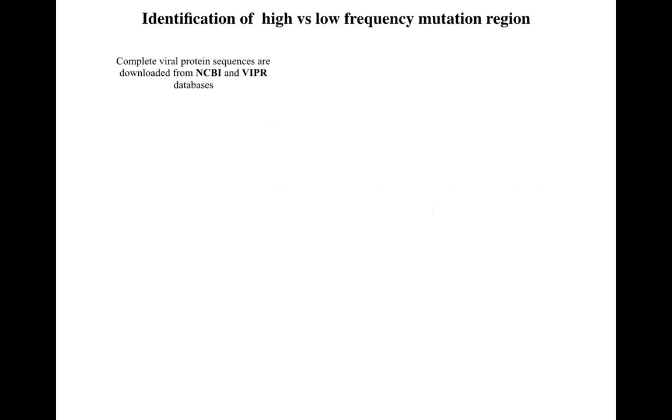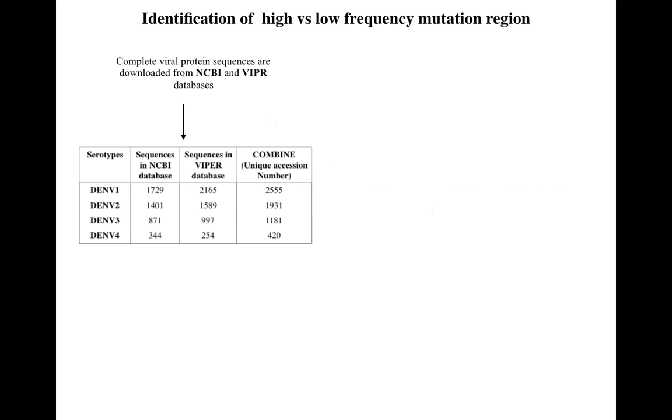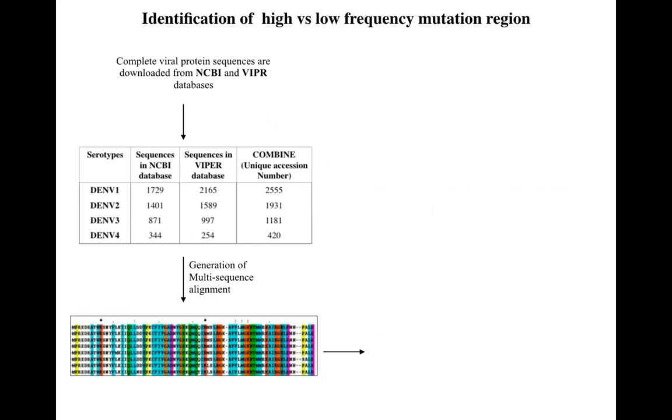conserved region on NS1 conservation? For this, firstly, we identified the high or low frequency mutation regions in the NS1 protein. We took all the complete viral protein sequences from NCBI and ViPR. We extracted the dengue NS1 proteins. All these extracted proteins were checked for uniqueness, and then a multiple sequence alignment was generated.